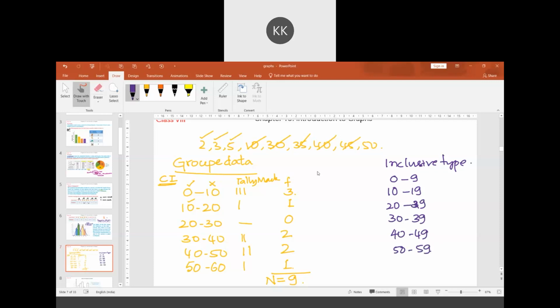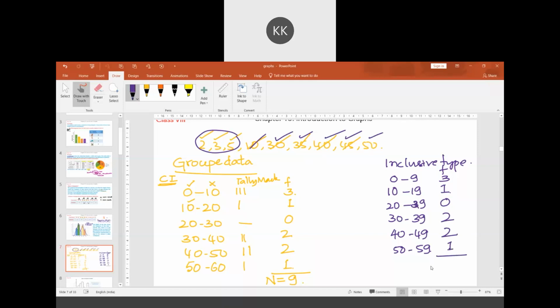Now you observe between 0 to 9, these are the three numbers. So the frequency I'll write directly, three numbers. Between 10 and 19, 10 also should be considered. So it means 1. Between 20 to 29, there are no numbers, 0. Between 30 to 39, there are 2. Between 40 to 49, again there are 2. Between 50 to 59, there is 1.